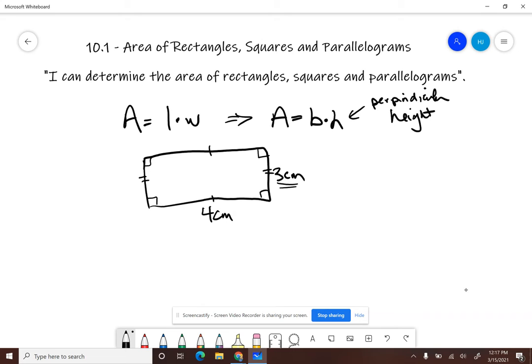If I'm thinking about the area of this rectangle right here, I'm thinking about how much two-dimensional space it takes up. We've said that area equals base times height. So what I would do is take my base, which is 4 centimeters, and multiply that times 3 centimeters. Now I want you to think about what really happens here. The numbers themselves, 4 times 3, just give us 12. But what happens here? I've got centimeters times centimeters.